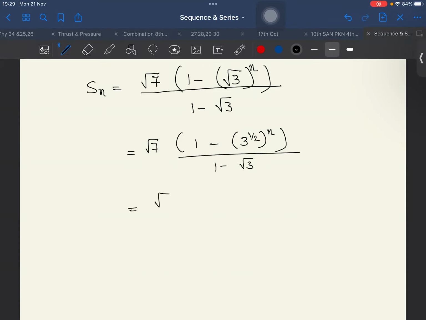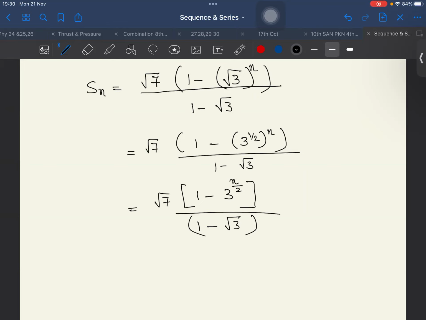This will be equal to √7 times (1 minus 3 to the power of n by 2), divided by 1 minus √3. See, again, this is one of the solutions. If you want, you can expand it even more.